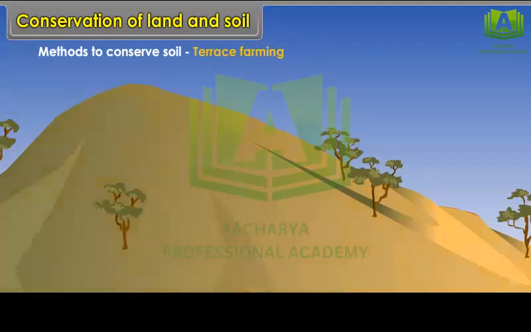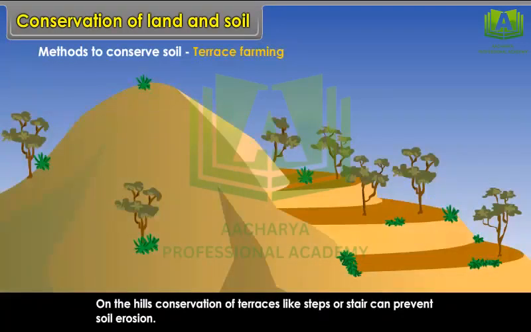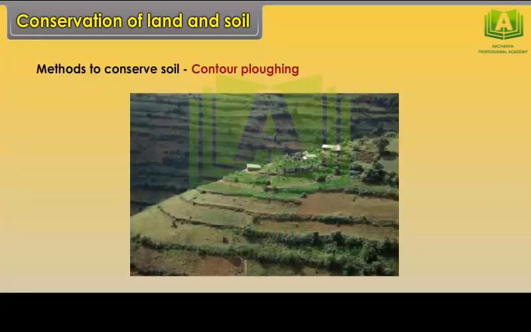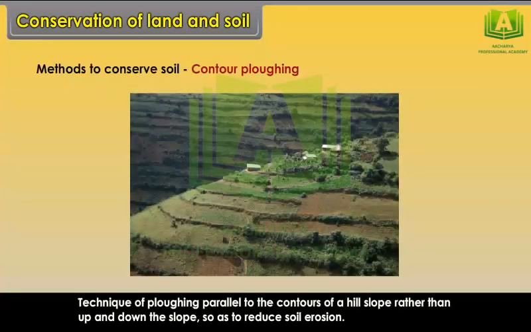Terrace farming. On the hills, construction of terraces like steps or stairs can prevent soil erosion. In this way, the speed of the flowing water is reduced and there is less soil erosion. Contour plowing. Technique of plowing parallel to the contours of a hill slope rather than up and down the slope so as to reduce soil erosion.